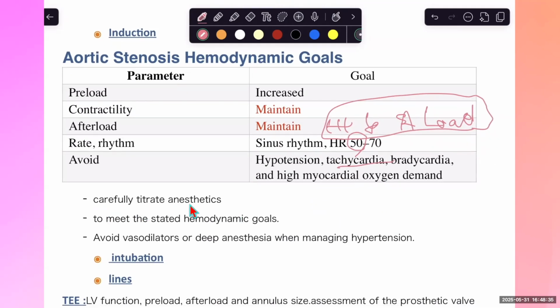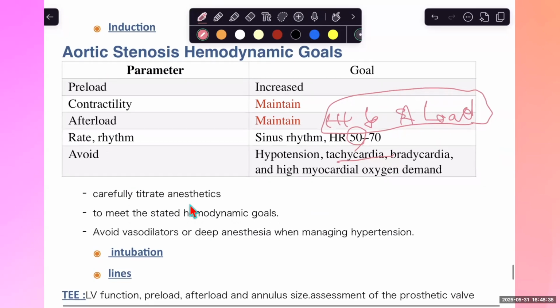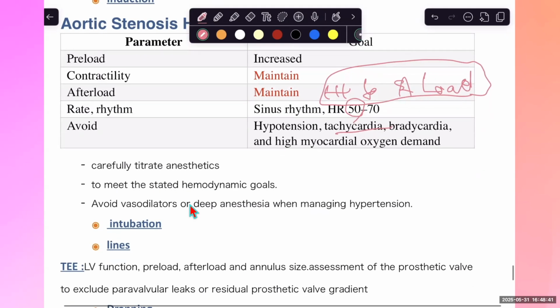Be careful and titrate the anesthetics. Keep the hemodynamics in your eye. Whenever any problem occurs, vigorously adjust it, give good preload, and maintain the contractility. Don't give high sevoflurane in the induction or huge doses of propofol. Titrate very slowly. Whenever the pressure starts to go down, vigorously keep it up. Avoid vasodilators or deep anesthesia when managing hypertension.